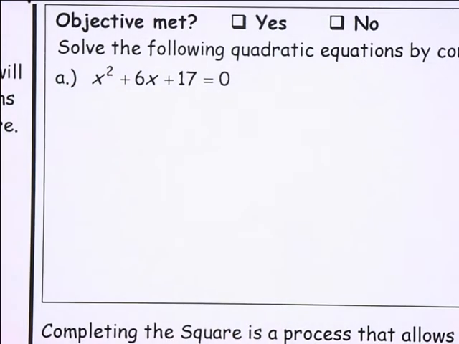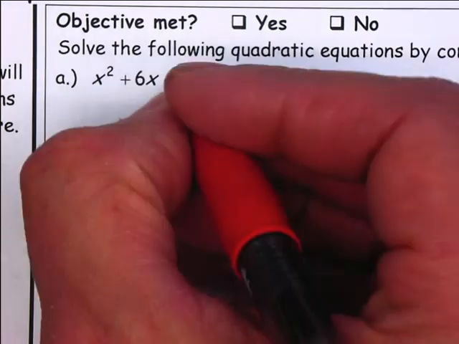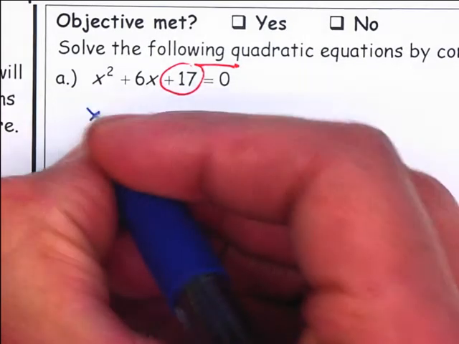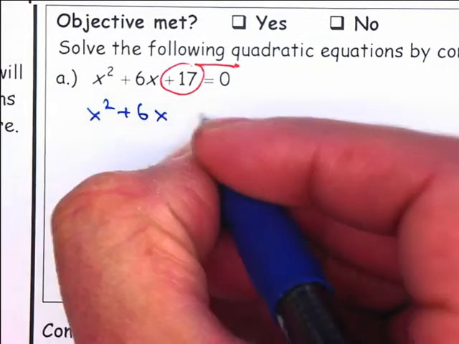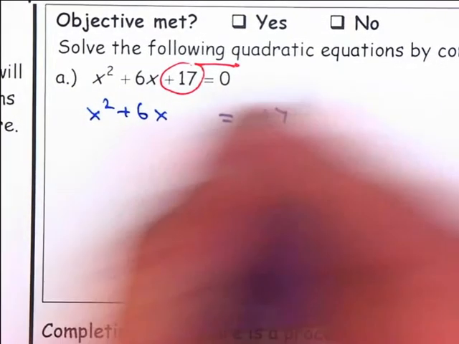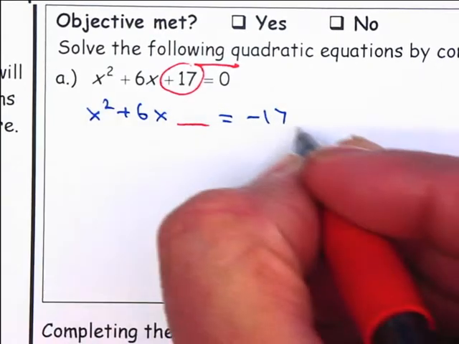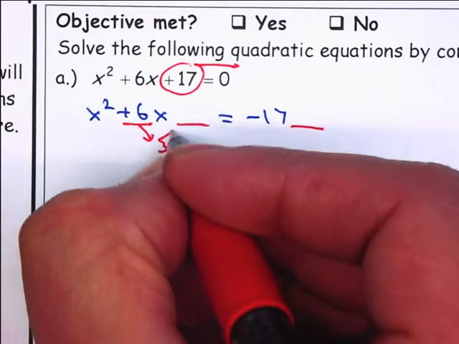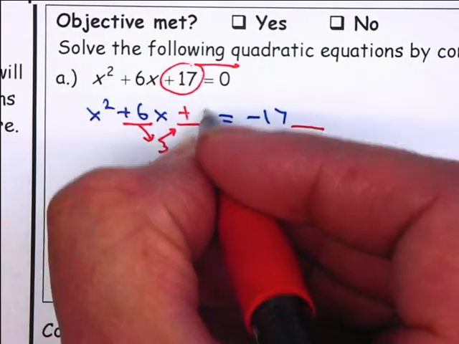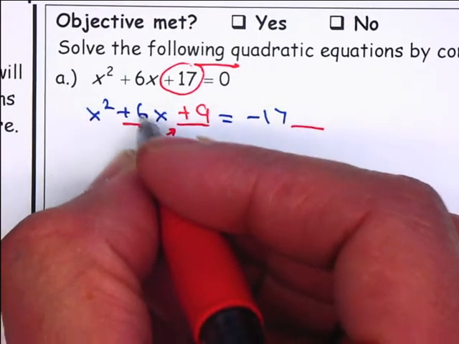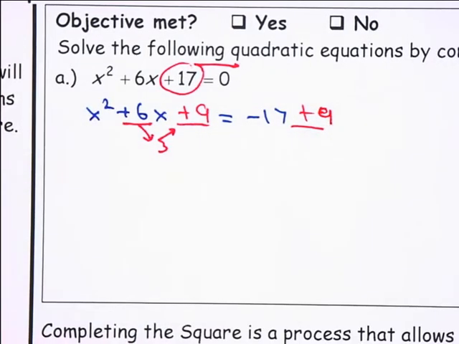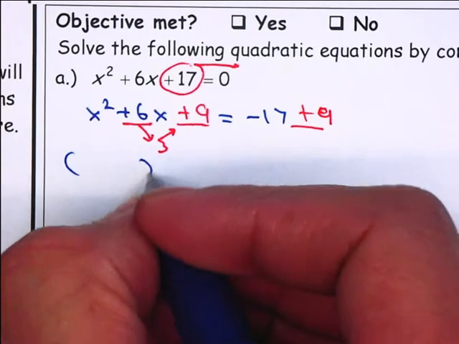Okay, so let's go through the process. I'm going to go a little bit fast since I assume that all of you guys did it by yourself. So I move that 17 to the right hand side, becomes a negative 17. Leave some space. Now to complete the square, I'm going to take half of 6, which gives me 3, and then I'm going to square it, gives me positive 9, right? Half of 6 is 3, 3 times 3 is 9, and don't forget to do that on the right hand side.